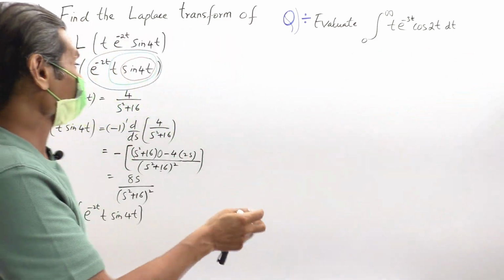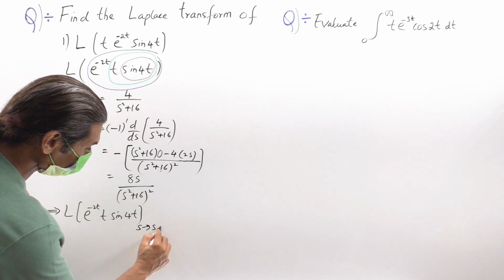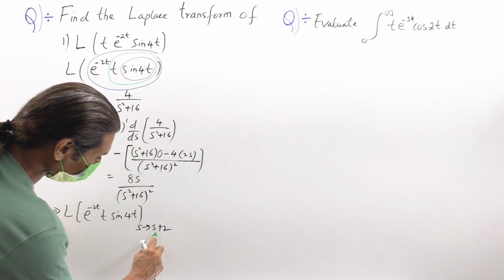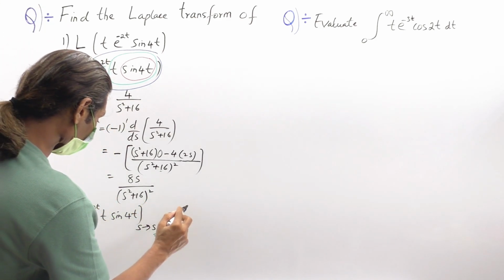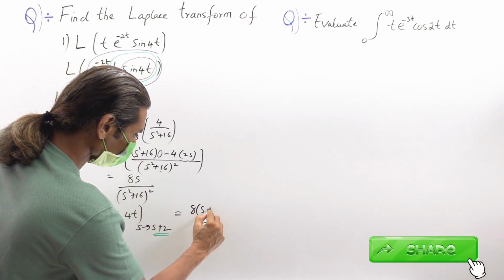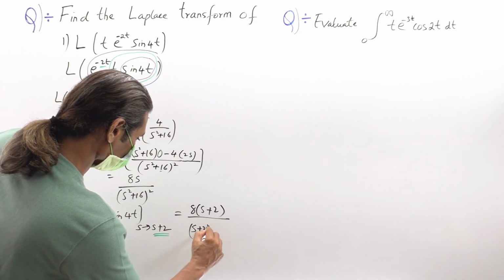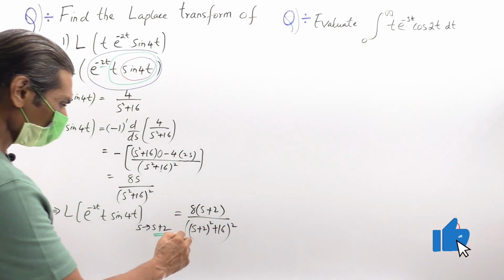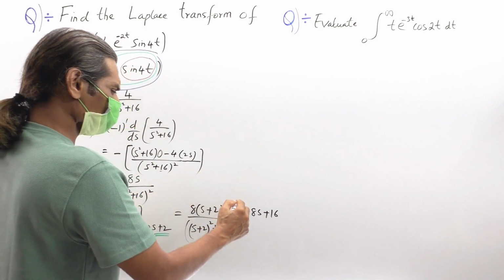If of what? E raised to minus 2t. Here a is minus 2. So here replace what? S by s minus of minus 2, that is plus 2. Understand? Replace s by s plus 2. Getting it? Therefore, the answer here becomes, replace all now, 8 into s plus 2 whole divided by s plus 2 the whole square plus 16 the whole square. That's it. So finally the answer for this will be 8s plus 16. If you want to leave as it is, you can leave or simplify.